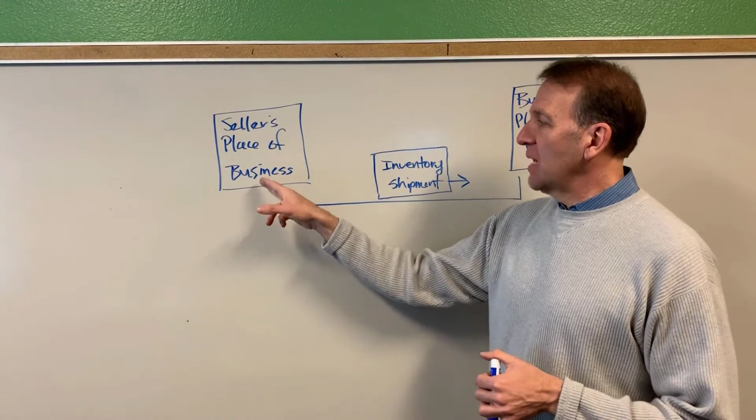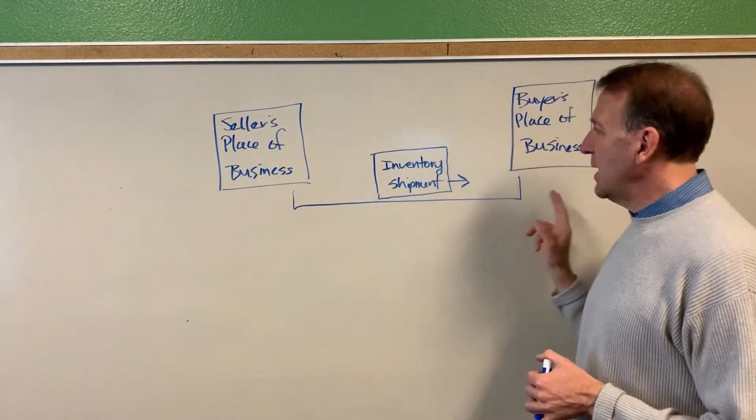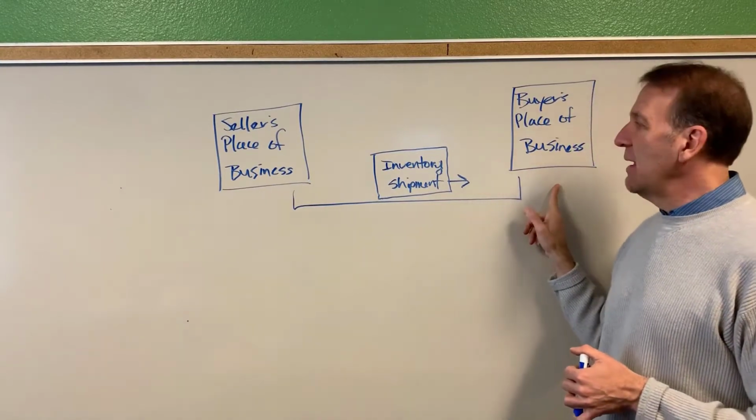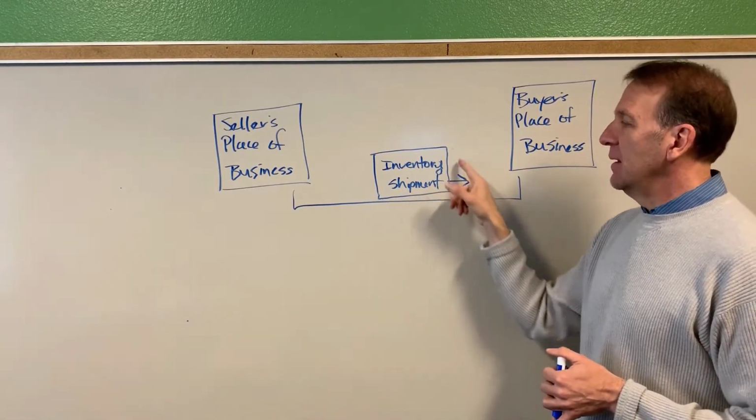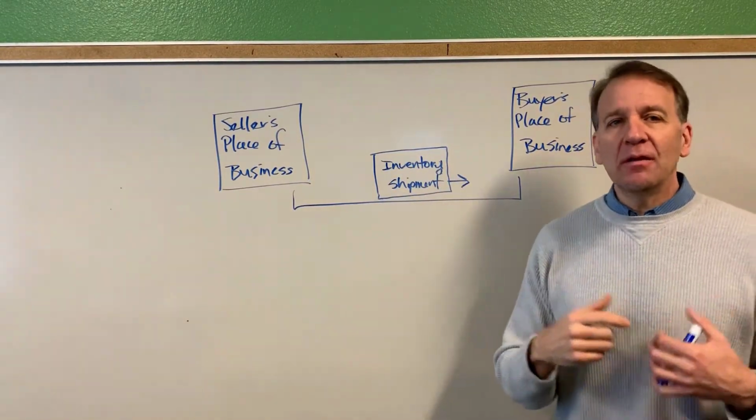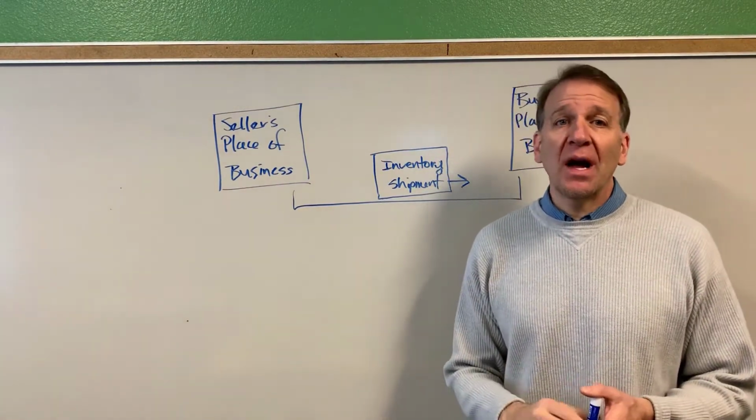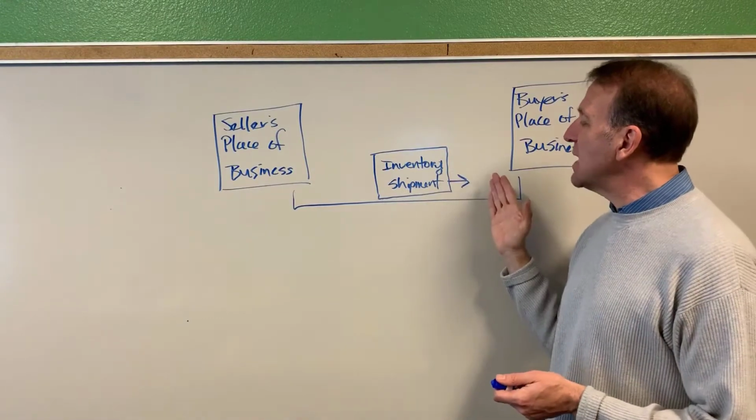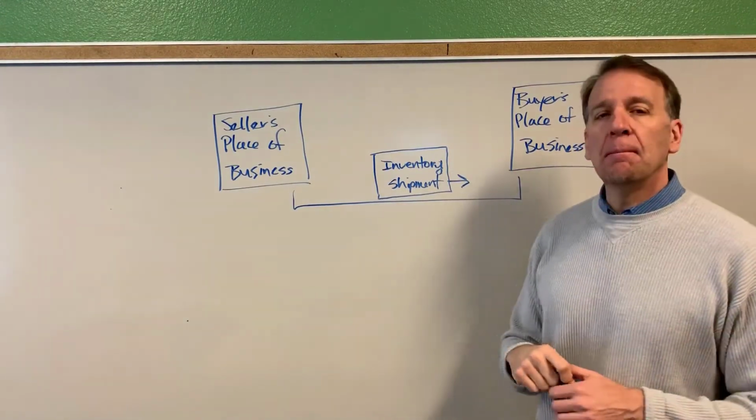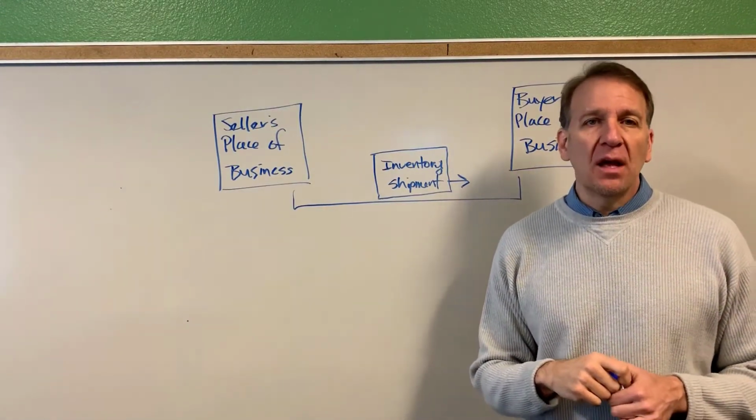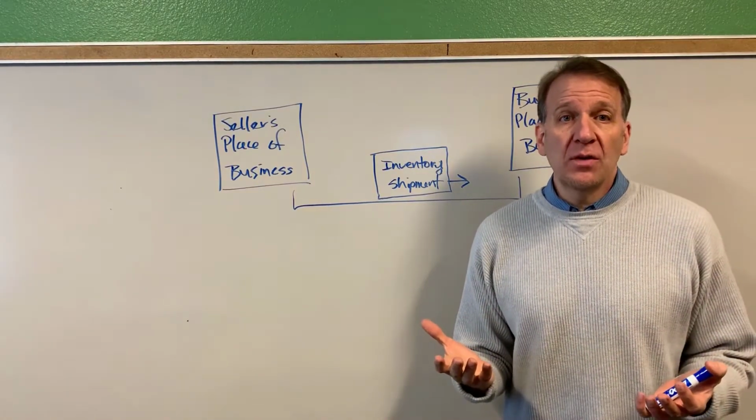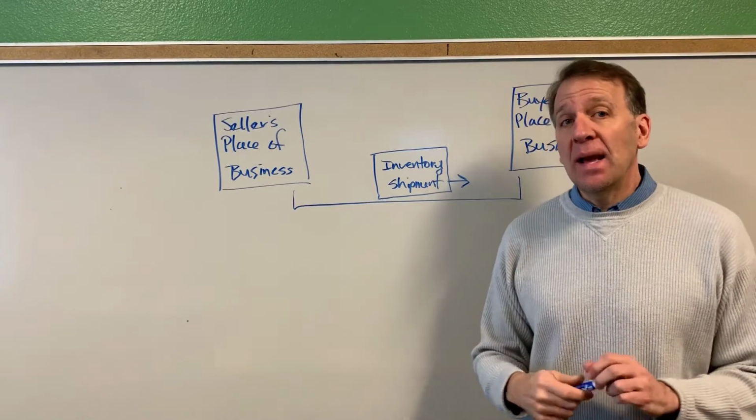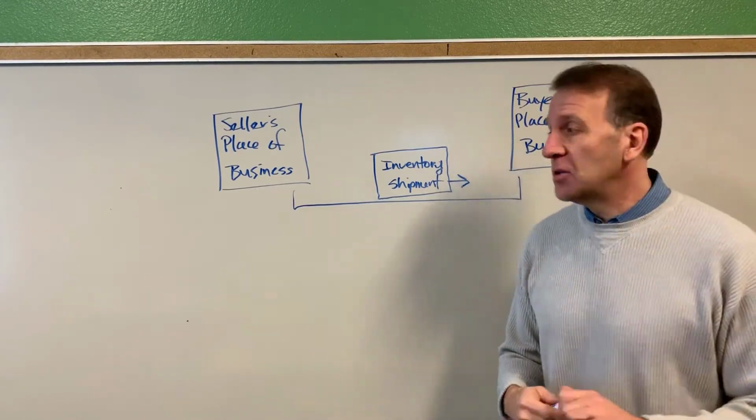I have on the board the seller's place of business, and here's the buyer. So they're selling inventory items to the buyer, and here's our shipment. It's being shipped right now, and it could be via sea, truck, plane, rail, doesn't matter. But it's being shipped right now to the buyer. Now the question is, who owns this inventory? They both can't own it at the same time. It depends on the manner that it's being shipped.